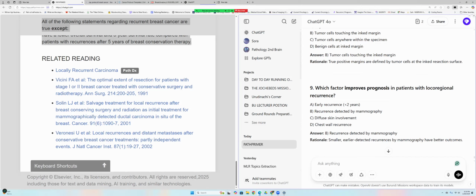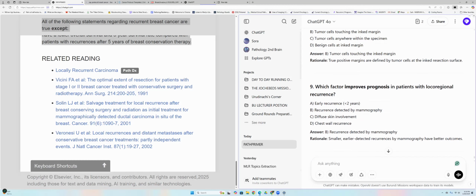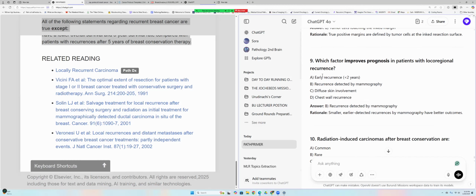So how do you determine a positive margin if you don't ink? You just look at it directly. But we do take margins. Okay, in separate containers, right? Yes, that's better. Do you put them in the same container? No, separate containers also.